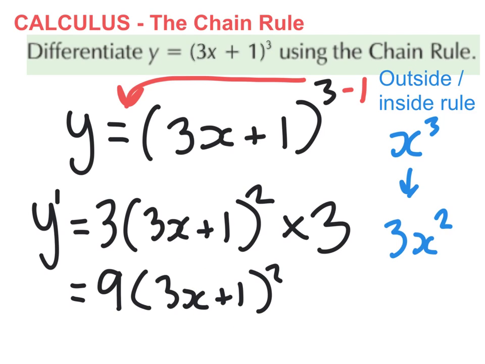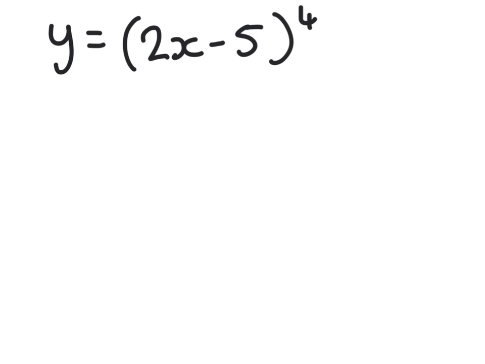So what I did was I differentiated the outer function. I brought the 3 down in front and reduced the power by 1. So I had 3 in front and a power of 2. And I kept the inside function as it was. And then I differentiated the inside function, and to differentiate 3x plus 1 I just have 3, and I multiplied my number at the front by the 3 to get 9. Okay, let's have a look at another example.